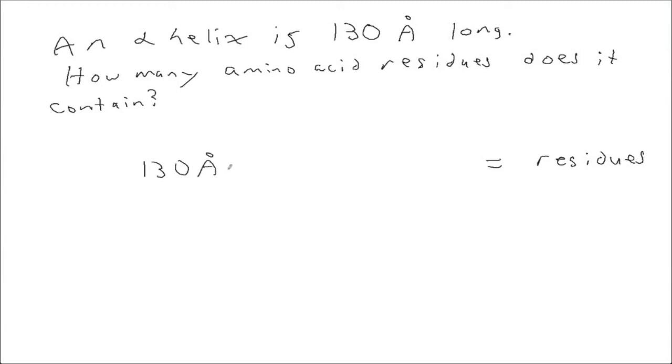So I personally prefer to do this like a unit conversion. And then our conversion ratio here could be that there's 1.5 angstroms per residue. In the past, we wrote that as 1.5 angstroms over residues, but you can write it either way. And then you can see by canceling the units that what we need to do is 130 divided by 1.5. And that gives you the same answer that you got.